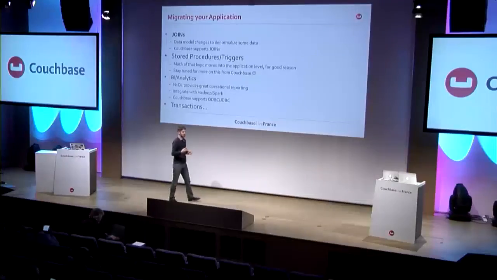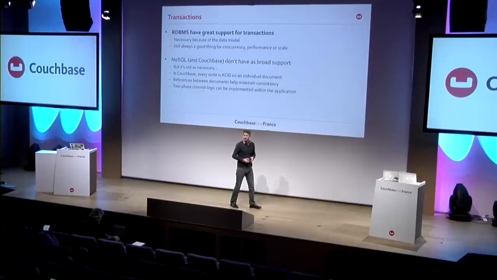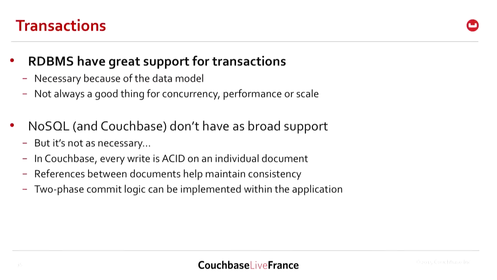Transactions. Transactions is the one sticking point for everybody, and they think that they can't use NoSQL because they have transactions in their relational database. And that's not really true. Relational databases do have great support for transactions, and they have such support because they need it, because of the way the data model is split out across many different tables, and you have to update things in such a tightly coupled and consistent way. And it's not always a good thing for concurrency, for performance, for scale. You can't have transactions across multiple nodes of a relational database.